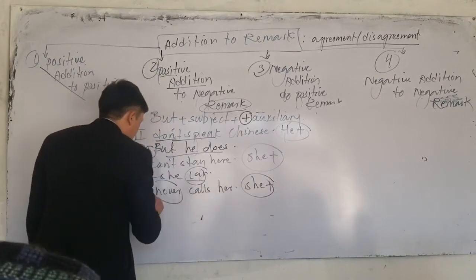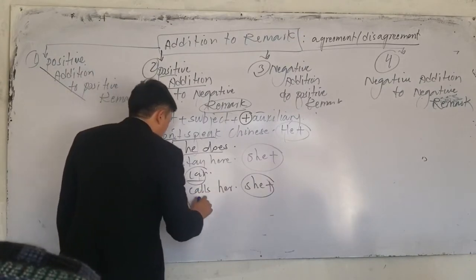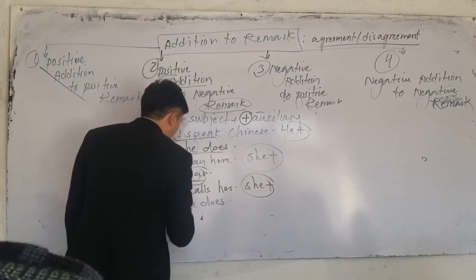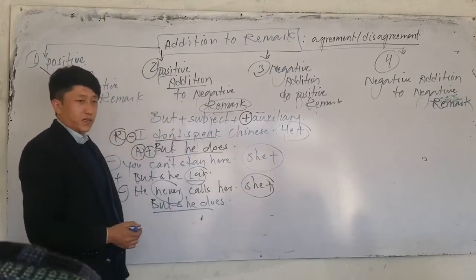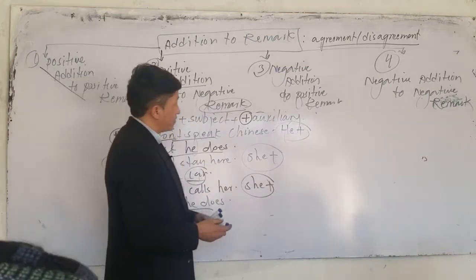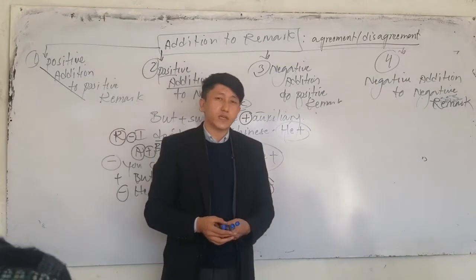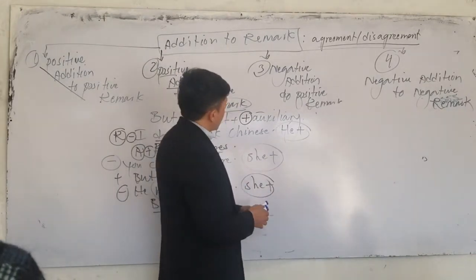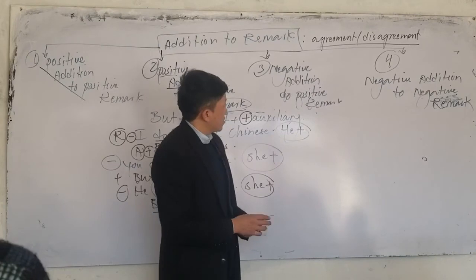Now, he never calls her. What about she? We can say, but she what? She does. Why? Because there is not any auxiliary verb. If there is not any auxiliary verb, what do we use? We use do, does, and did. Now, the next structure, number 3, we have negative addition to positive remark.